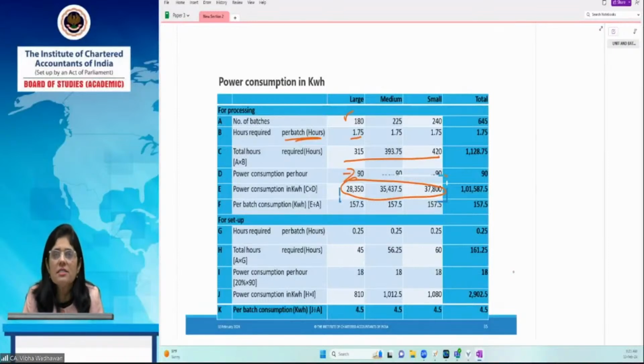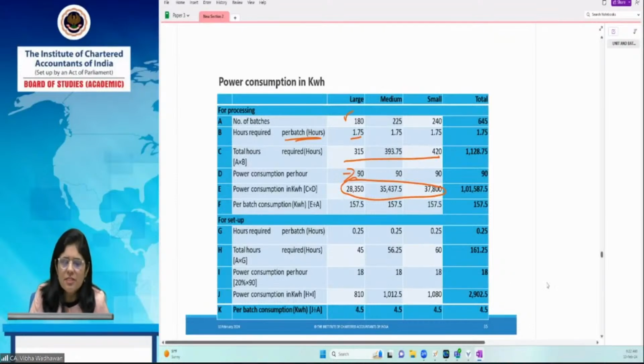1.75 hours consumption हो रहा है. So the kilowatt hours consumption is 90 per hour. So total consumption of power कितना हो गया? 28,350 hours of machine. आप उसको सिर्फ rate से multiply करो and you will get the amount. So this is power consumption.